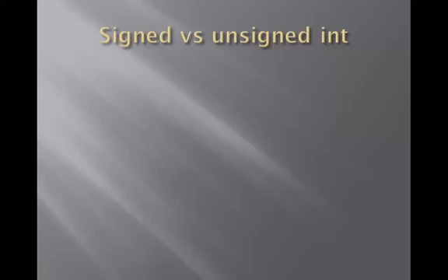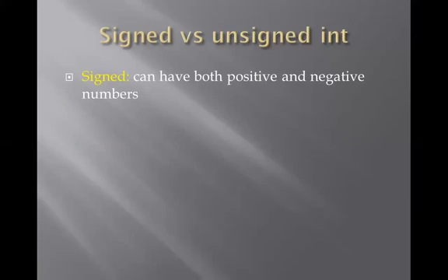There are basically two types of integers in C++, also in C: signed versus unsigned integers. Signed integers can have both positive and negative numbers. Unsigned can only have positive numbers.